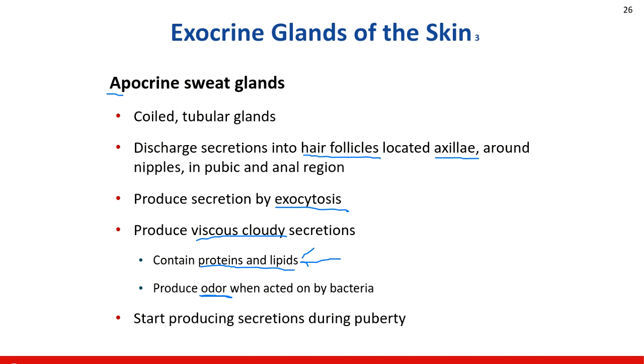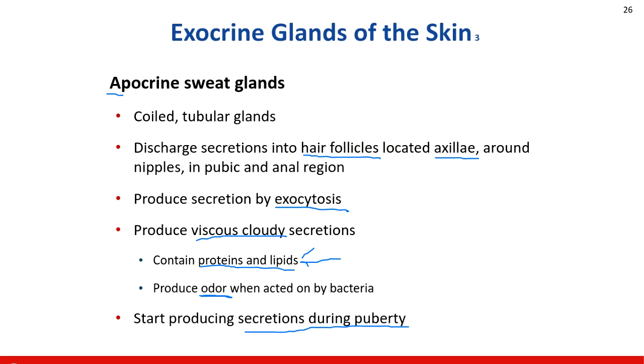And when they excrete their wastes onto people, in those areas of the armpits, the groin area, the anal area, the nipple area, it creates an odor. And that odor usually comes from the byproduct of bacteria. So keep in mind again that these secretions don't start until puberty.